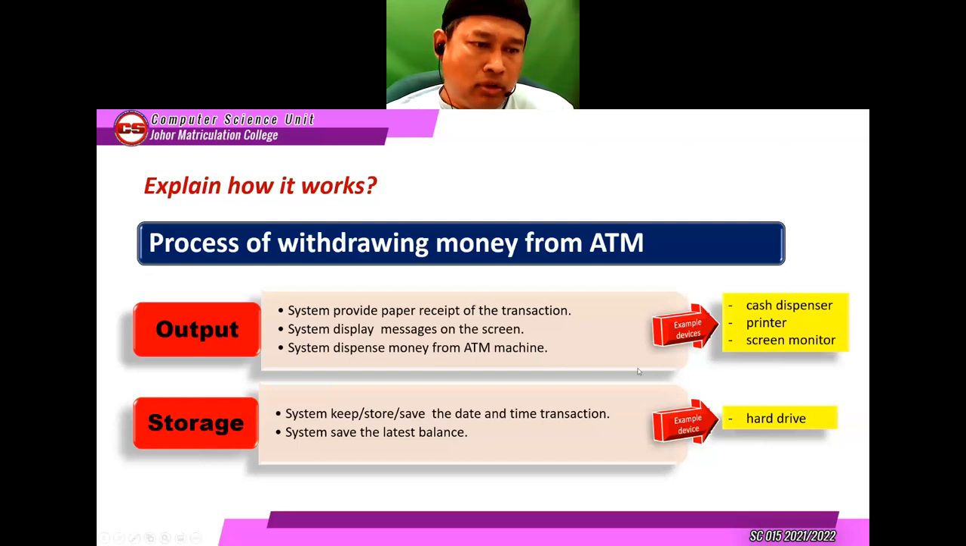Okay, next, storage. The system keeps storage, saving the data and time of the transaction. And then number two, the system saves the latest balance. This is how the ATM works. Okay?